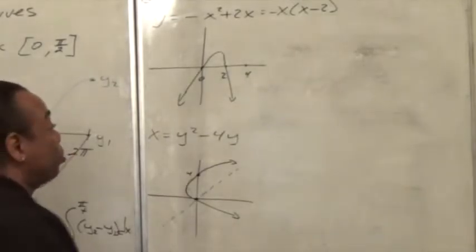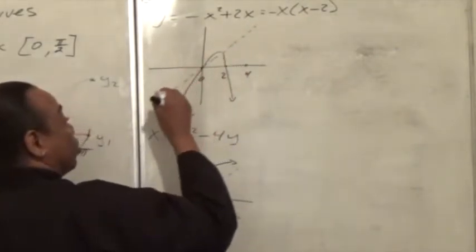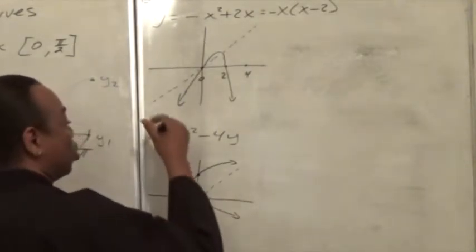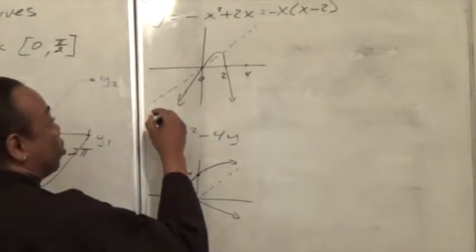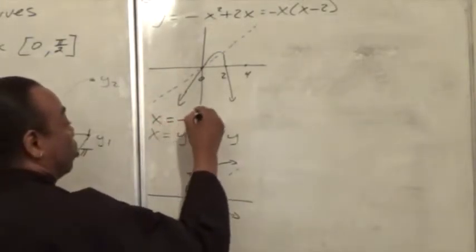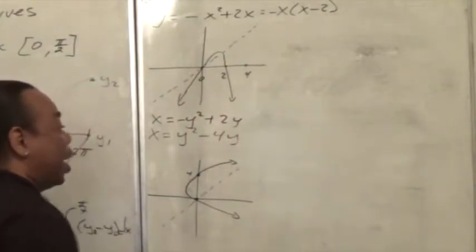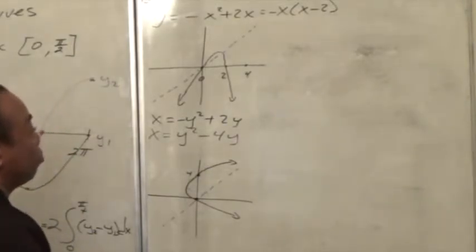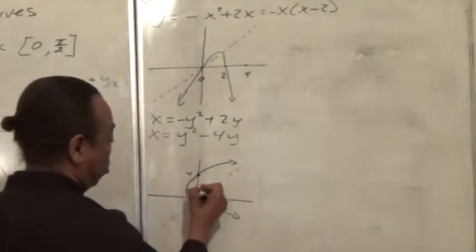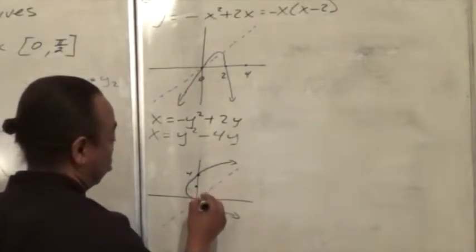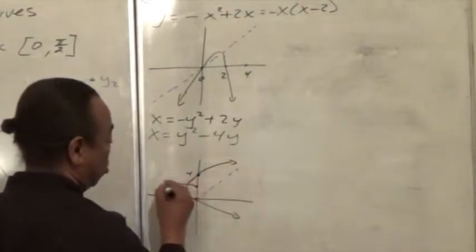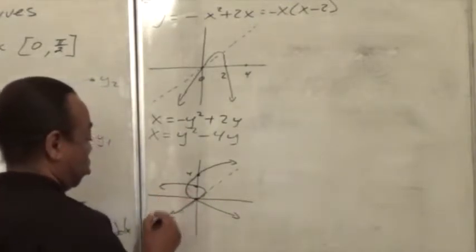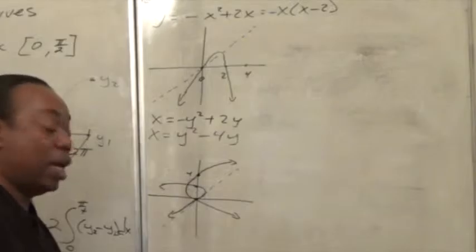Now I'm going to create a diagonal and flip everything across that diagonal, creating x equals negative y squared plus 2y. And that's my graph.